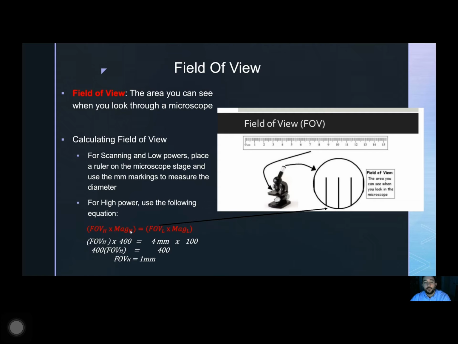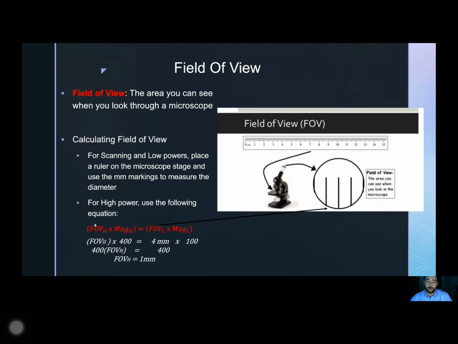And now we will explain the equation of how to find that. So you can see that at the very bottom left hand of this PowerPoint. And it reads the field of view on high power multiplied by the total magnification on high power is equal to the field of view on low power times the magnification on low power. Okay, so this field of view on high power, remember, is what we're looking for.